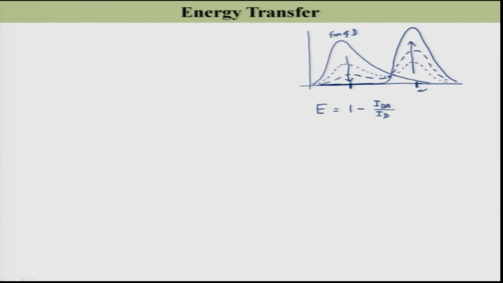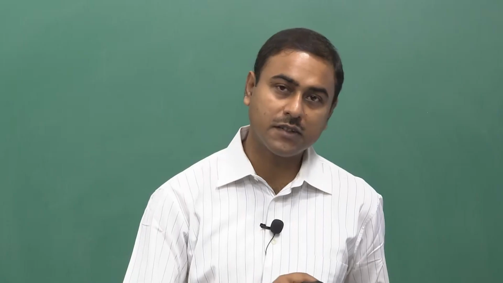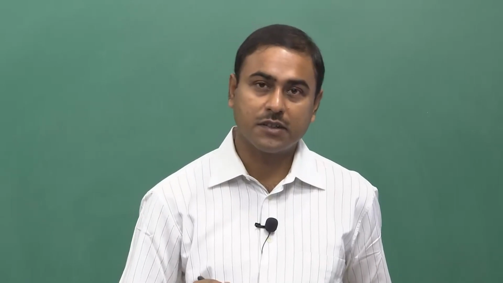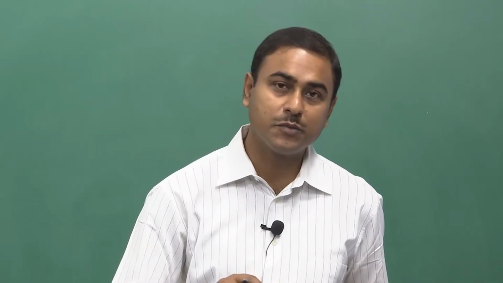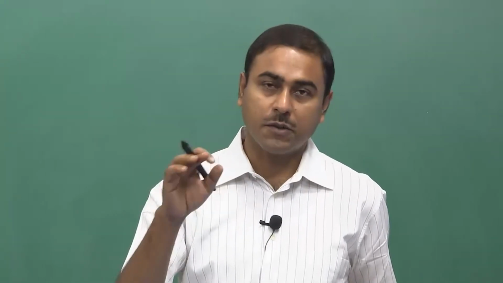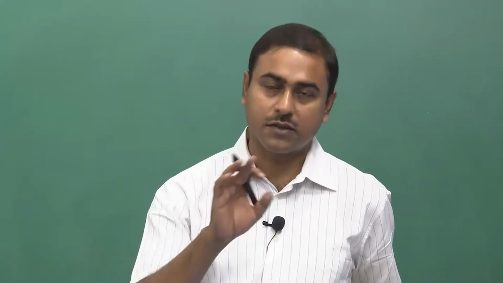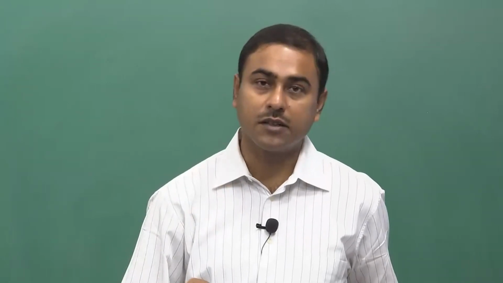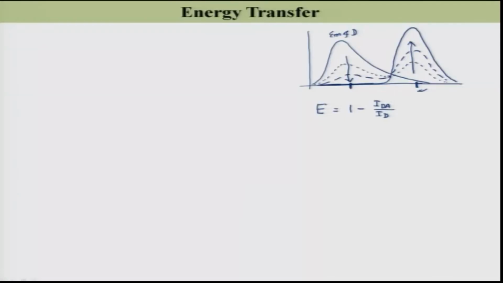So then I_DA by I_D equal to 1, 1 minus 1 equal to 0, that means the energy transfer is completely inefficient, I mean 0, nothing. Now, consider that after addition of this acceptor, the fluorescence intensity became 0, from some value, it could be 100 to 0 or 1000 to 0, whatever it is, from there it is 0. That means 0 by something is 0, 1 minus 0 equal to 1. So then the efficiency is 1, that means this is a fully efficient energy transfer.